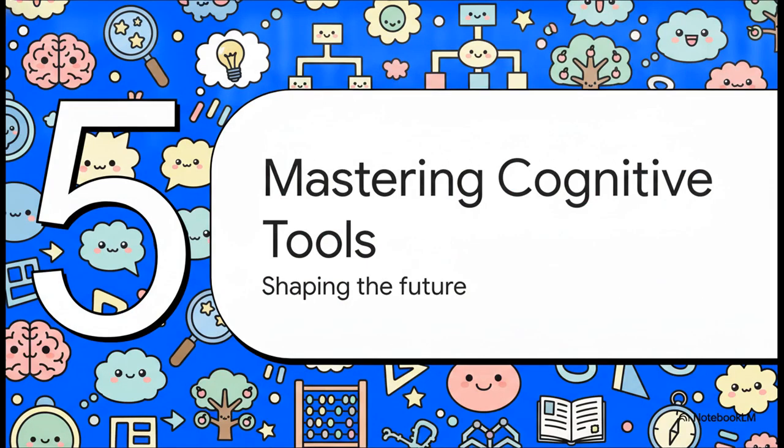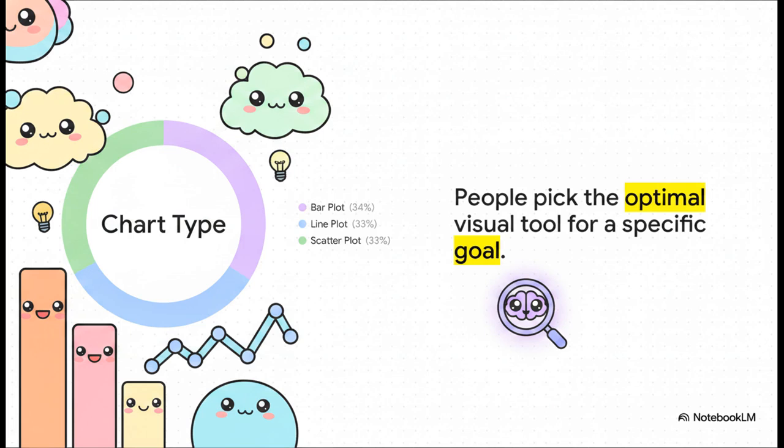Finally, let's look at Section 5, Mastering Our Cognitive Tools, Shaping the Future of Understanding. Studies show that even non-experts are incredibly audience-sensitive. That means they intuitively know exactly which optimal visual format will best answer a specific question. When trying to figure out which group is better or tracking a value over time, people don't just blindly pick their favorite graph type. They adapt. They instinctively pick the ideal visual tool for that specific goal.